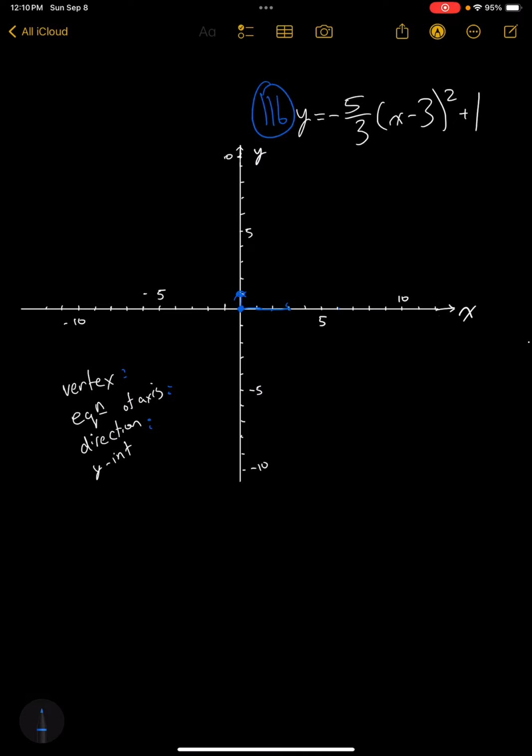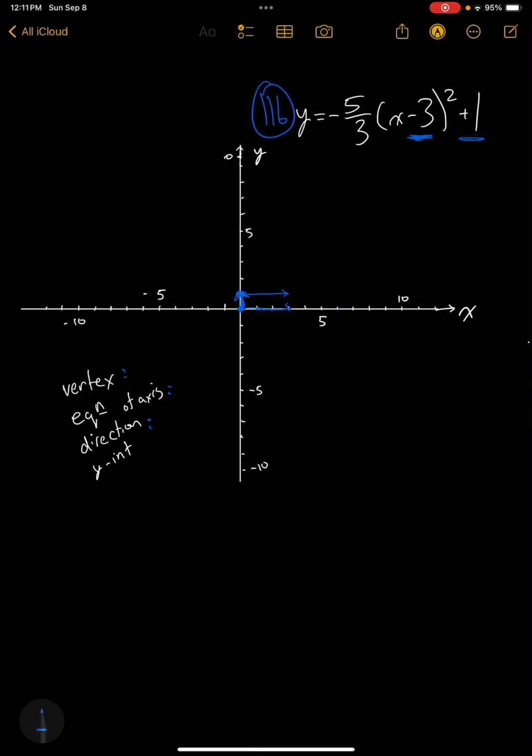Okay, we're looking at 11b. 11b is pretty much the same. These two determine the vertex. So the parabola has moved in the positive 1 direction, up 1, and in the negative, because it's negative 3, it moves in the positive direction.